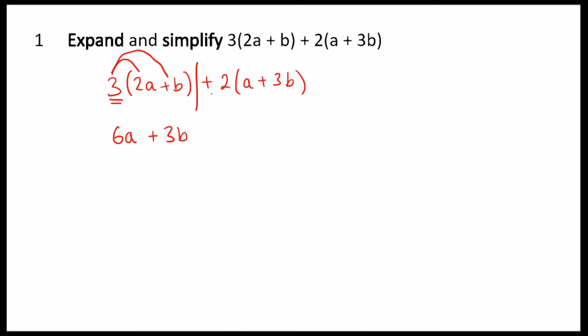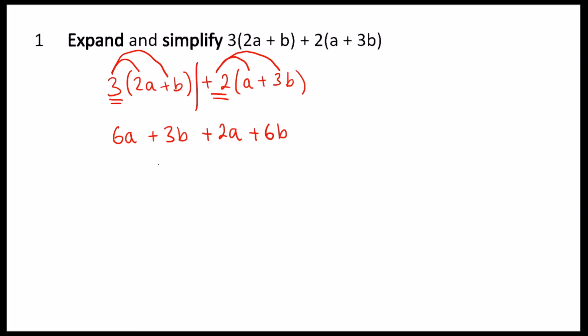If I look on the right hand side, I have a positive 2. This sign just here being positive is really important because it will impact my answer. So because it's positive 2, I'm going to do positive 2 times a, which gives me positive 2a, and also positive 2 times positive 3b, which gives me positive 6b. Again, be really careful. If this is a negative sign, it will obviously change your answer.